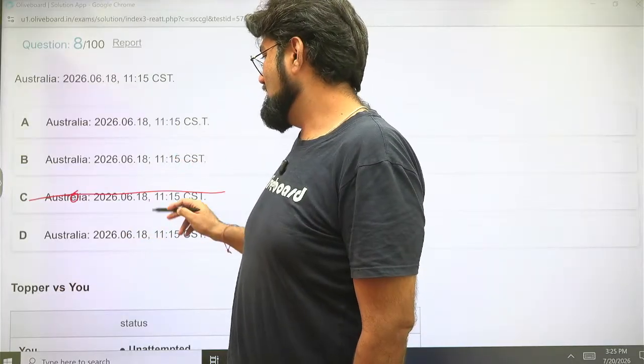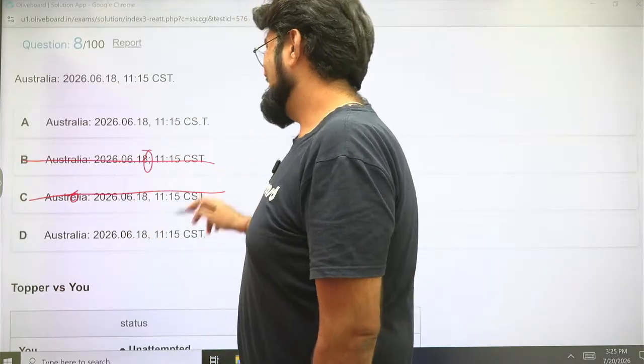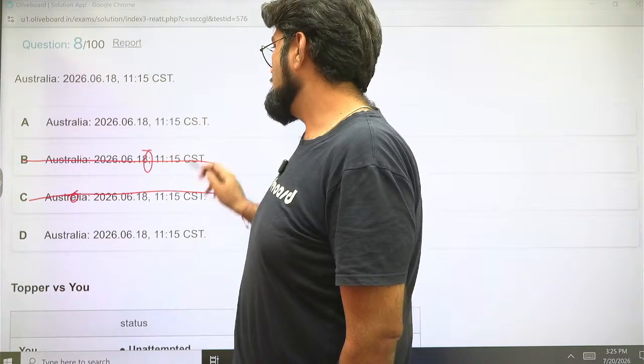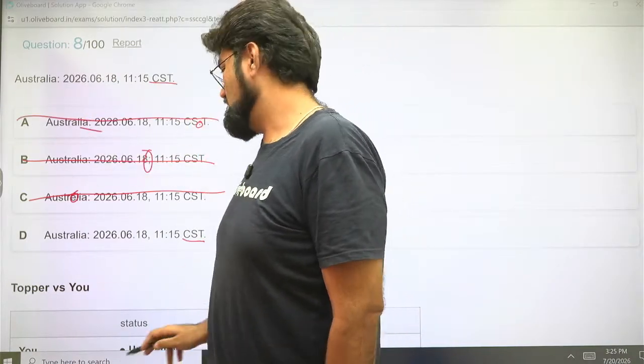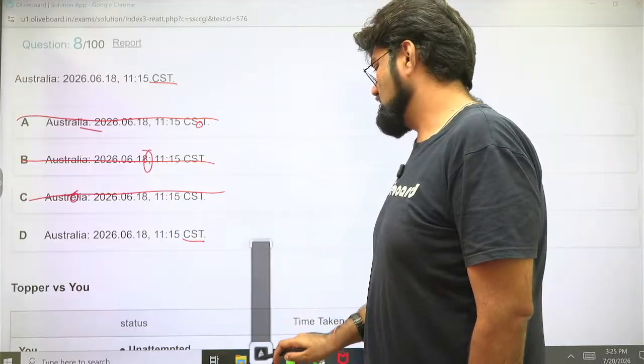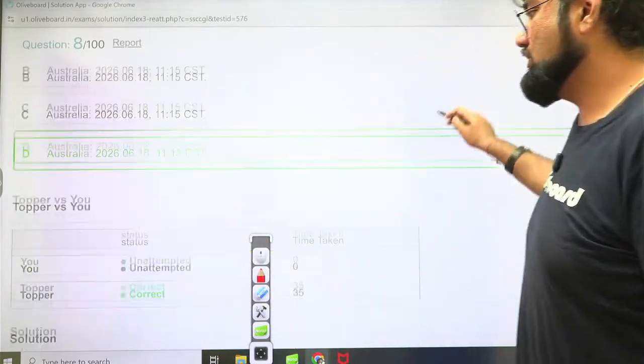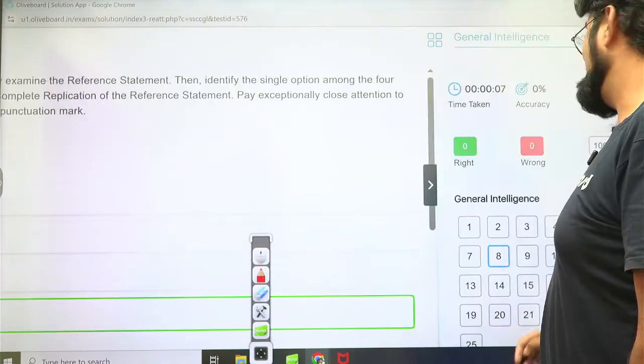2026.06.18, comma, there is a semicolon here, so gone. And we have colon 1115, 1115, CST and CST. Exactly, this is CST, so option A is also eliminated. Option D is the right answer. Pretty clear? No problem. We have just removed the anomalies. 35 seconds. Next.